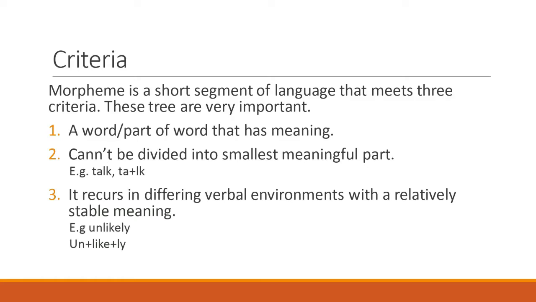Third, it recurs in differing verbal environments with a relatively stable meaning. For example, we can say unlikely. Here un, like and ly. Here there are three morphemes.